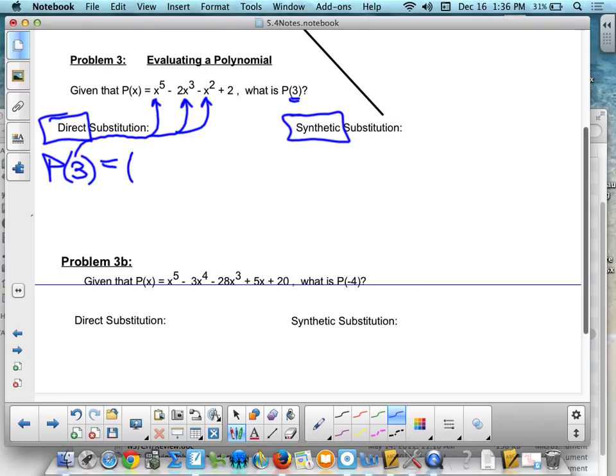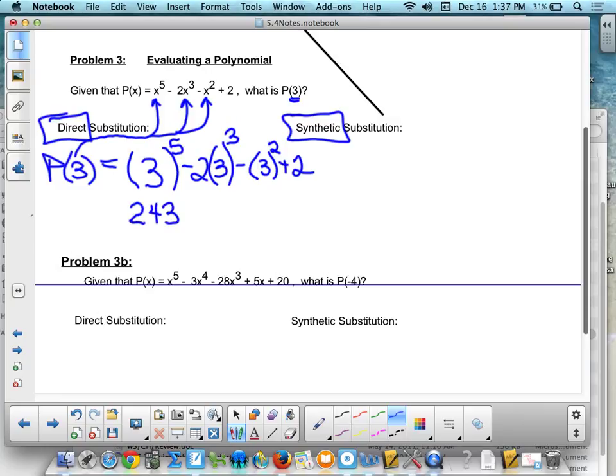What are you going to do? Parentheses 3. 3 to the 5th minus 2 times 3 to the 3rd, minus 3 squared, plus 2. Yes? I got 182. You already got it? 182? Carlos, before I put 182, I'm going to just ask a couple questions. 3 to the 5th is 243?